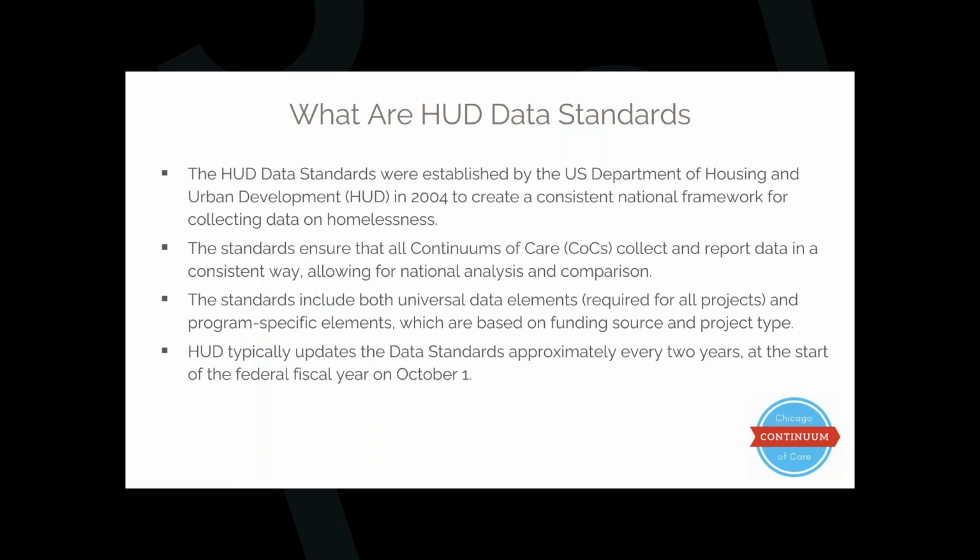So what are the HUD data standards? The HUD data standards were established by the U.S. Department of Housing and Urban Development, HUD, in 2004 to create a consistent national framework for collecting data on homelessness. The standard ensures that all continuums of care, which are COCs, collect and report data in a consistent way, allowing for national analysis and comparison. The standards include both universal data elements required for all projects and then program-specific elements which are based on funding sources and project types. HUD typically updates the data standards approximately every 2 years at the start of the federal fiscal year, which is October 1st.